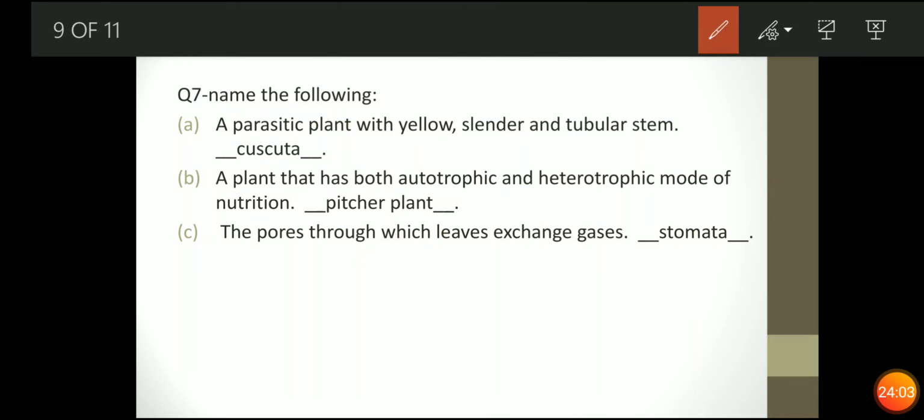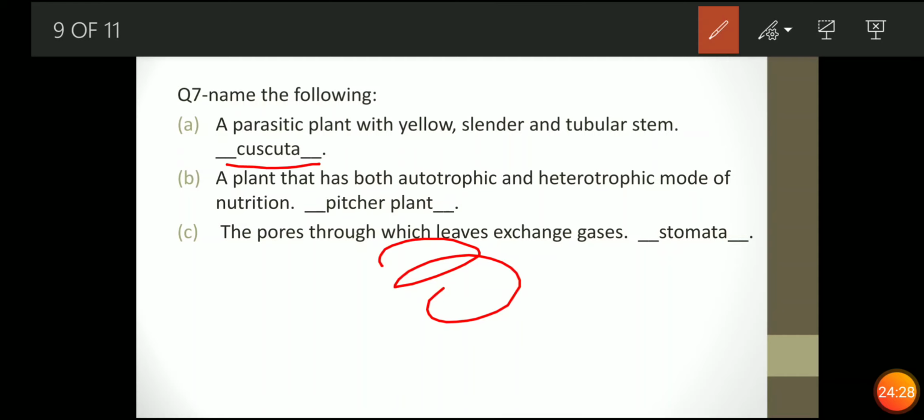अ पैरासिटिक प्लांट विद येलो स्लेंडर एंड ट्यूबुलर स्टेम. ऐसा पैरासिटिक प्लांट जिसकी येलो स्लेंडर लाइक स्ट्रक्चर हो और ट्यूबुलर हो, ट्यूब की फॉर्म हो, इट इज़ नोन एज योर कस्कुटा. Now a plant that has both autotrophic and heterotrophic mode of nutrition. ऐसा plant जिसके पास autotrophic भी है and heterotrophic nutrition भी है, that is your insectivorous plant. Our example is your pitcher plant.